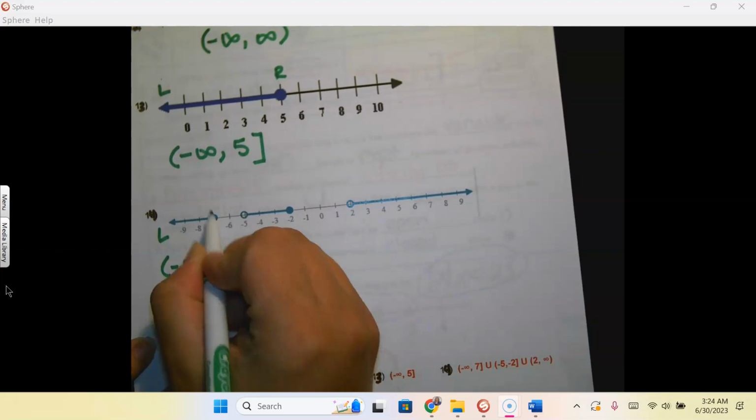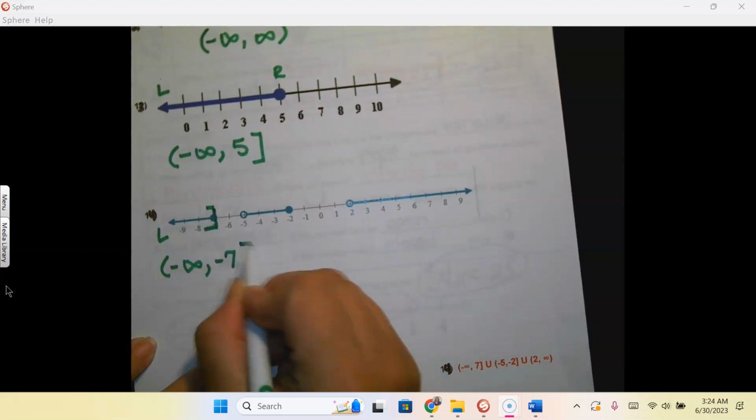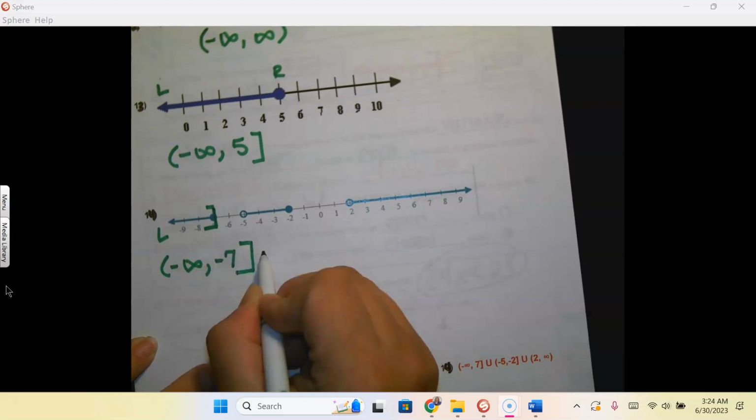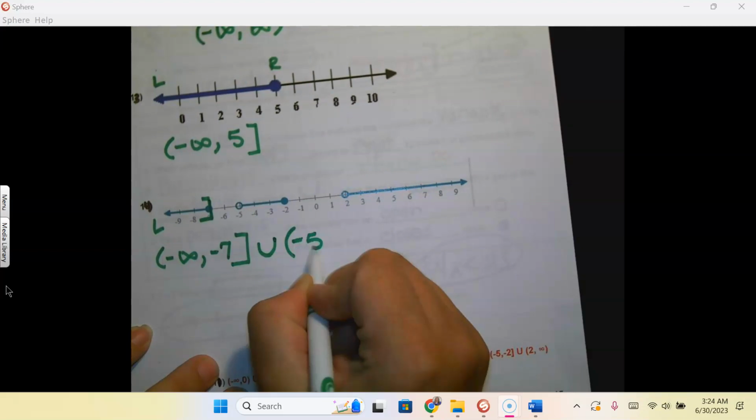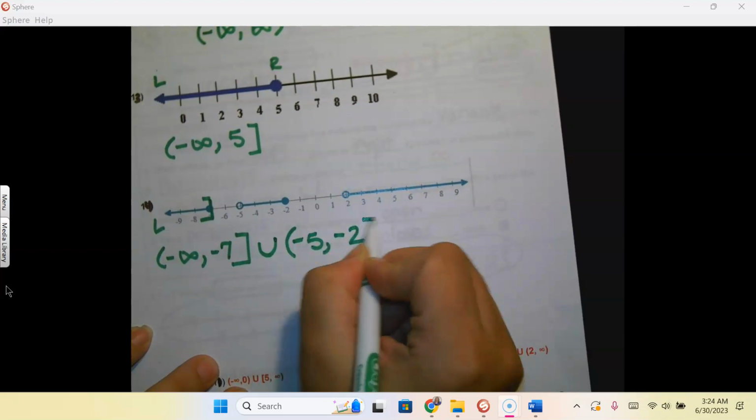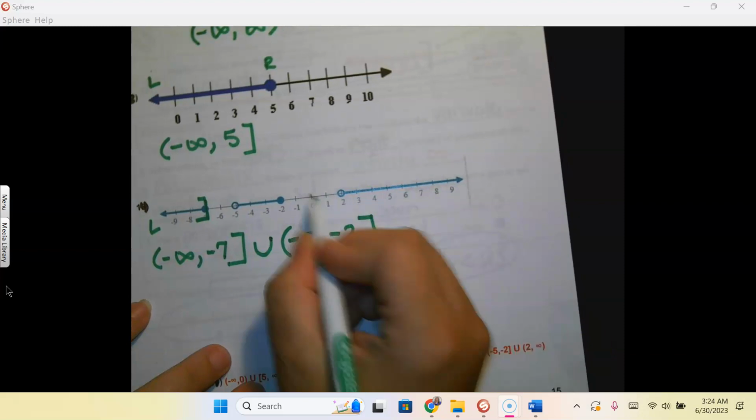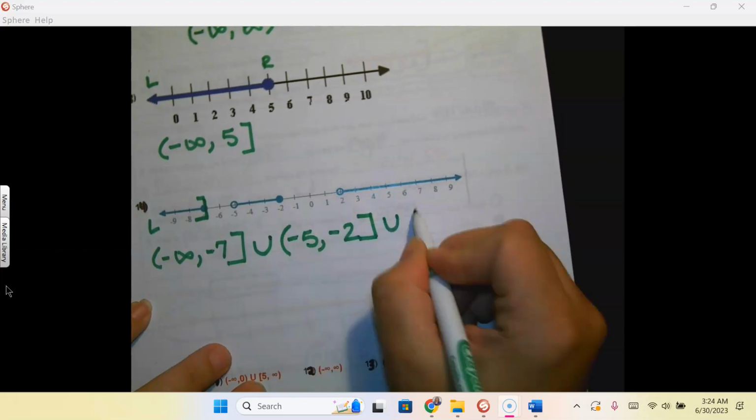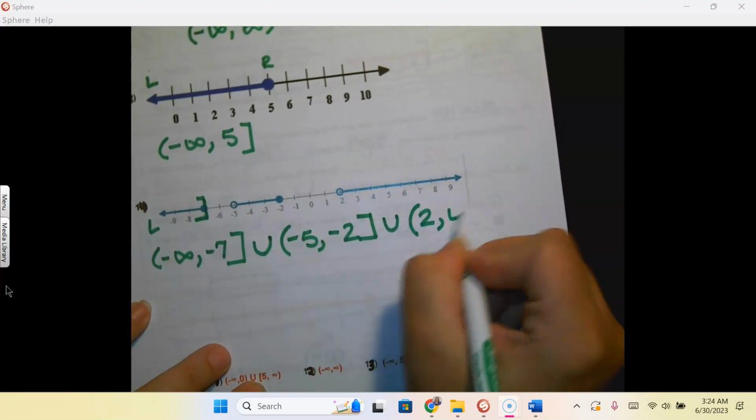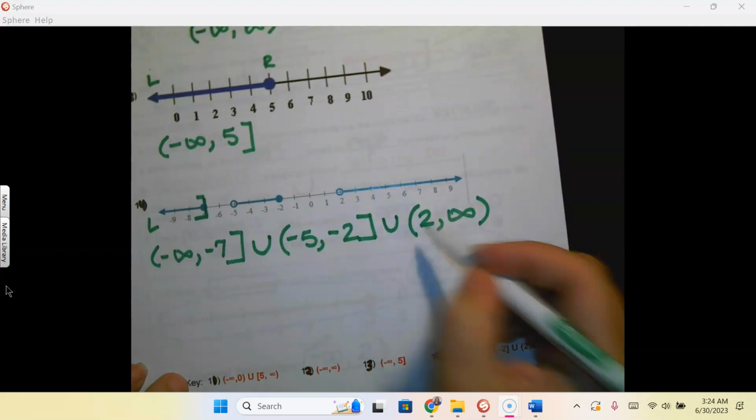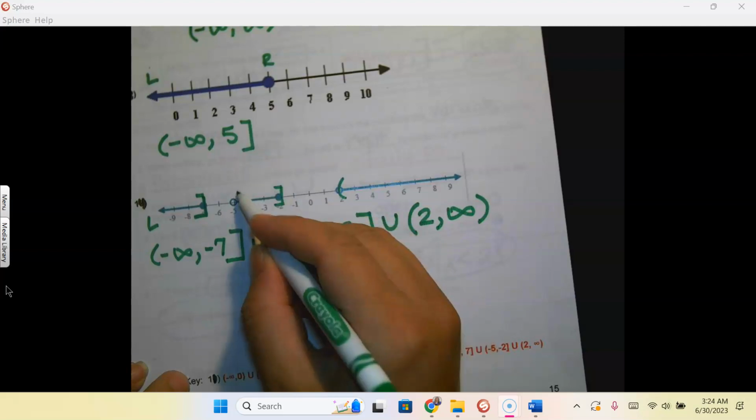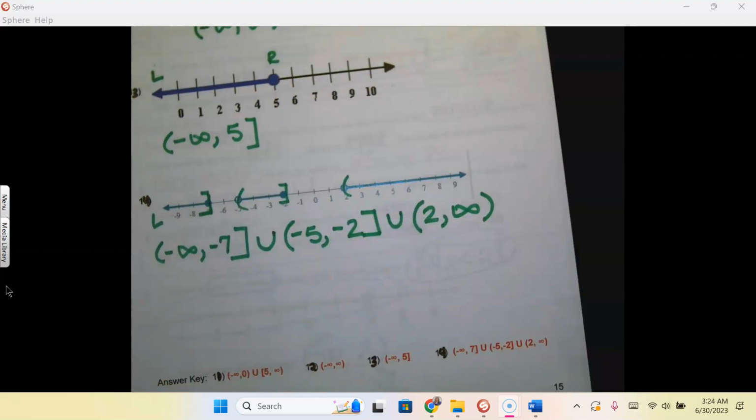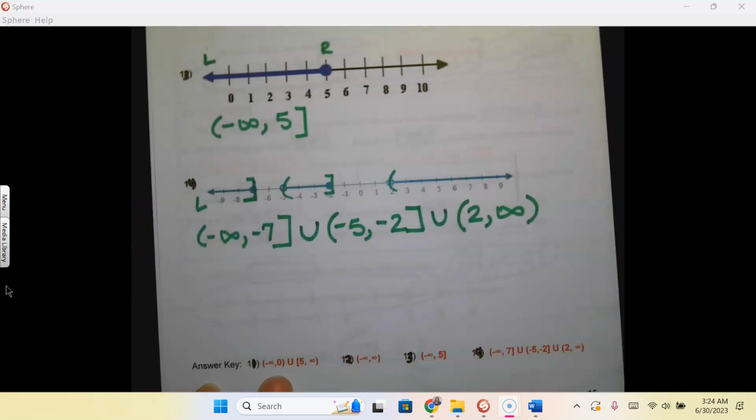And then here from the left side it's going negative infinity, and then it stops at -7, but -7 is included, so we're going to put a bracket, and then there's a break, so we put the union symbol, and then everything between -5 and -2 is included, including -2, and then there's another break, and then everything greater than -2 is included. And so we're putting that parenthesis because there was an open circle, brackets wherever it was solid. And that was our quick review of interval notation.